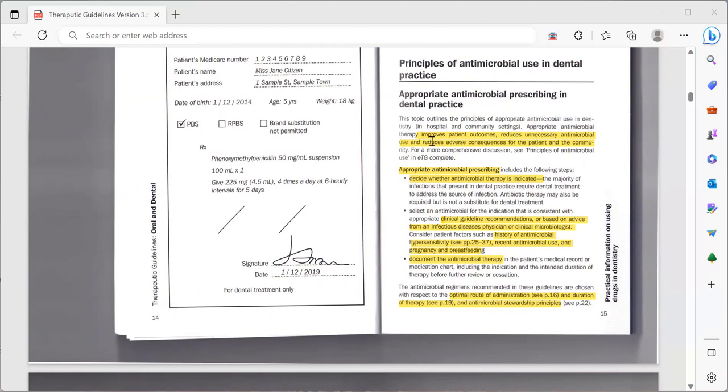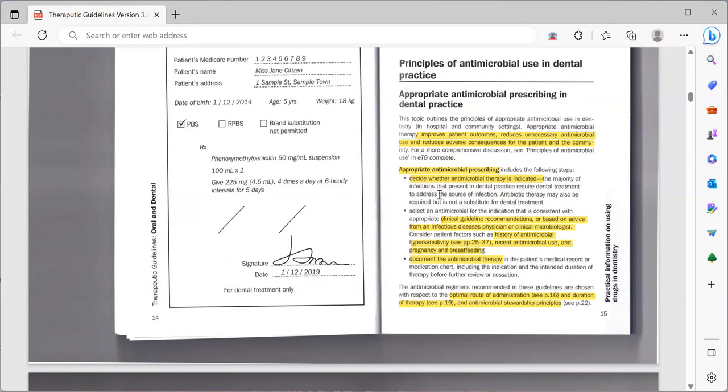Appropriate antimicrobial therapy improves, like if you prescribe appropriately, it will help improve the patient outcome. It will reduce the unnecessary effects and reduce the adverse consequences for the patient and for the community, because antibiotics can cause resistance, which is a community based problem. Appropriate antimicrobial prescribing, what does this mean? It means deciding whether antimicrobial therapy is indicated.